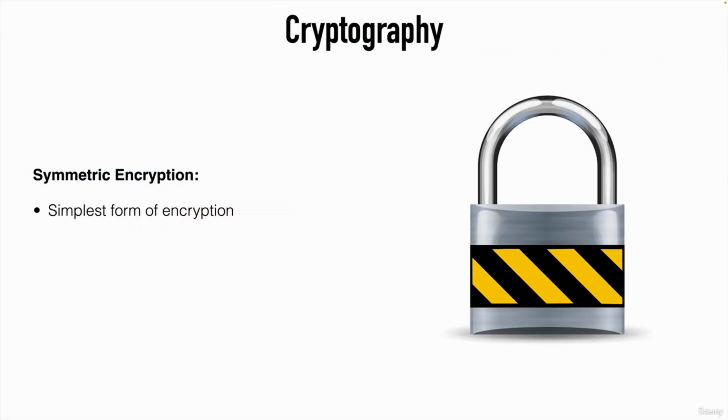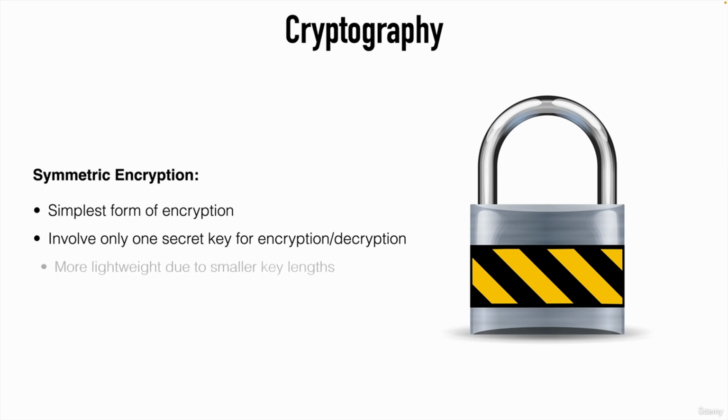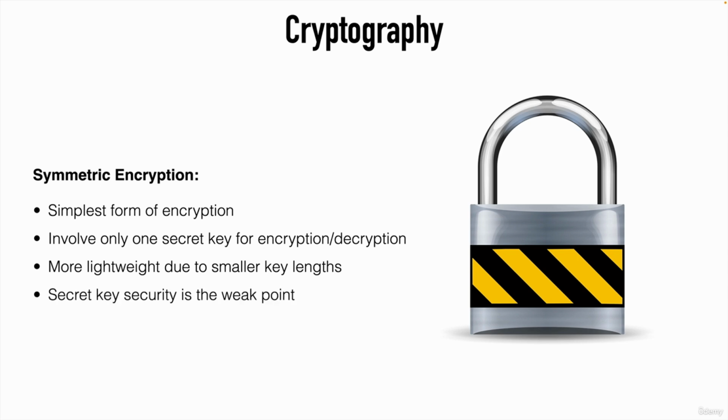In regard to encryption, encryption can be either symmetric or asymmetric. Symmetric encryption algorithms are the simplest form of encryption and involve using only one secret key that is used to both encrypt and decrypt the data. This is otherwise referred to as secret key encryption. This type of encryption is more lightweight because the key lengths are typically smaller, therefore allowing for faster computation of those hash values. The main disadvantage of symmetric encryption revolves around secret key security.